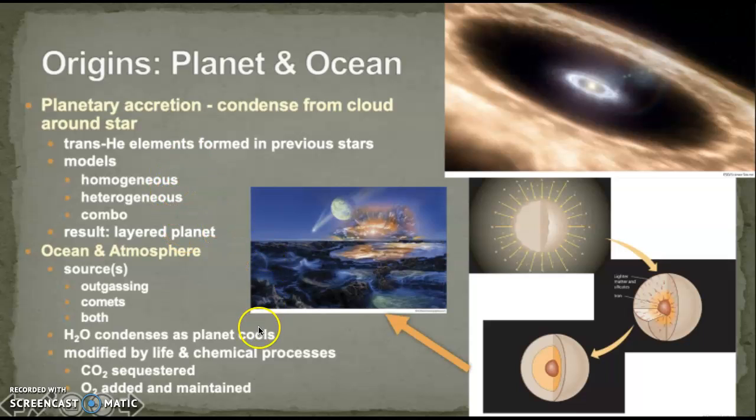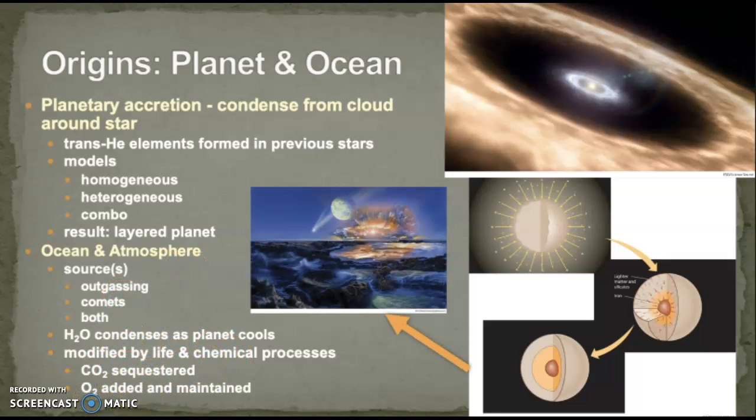So the source of the ocean, under the homogeneous model, is primarily outgassing from the planet's interior as it separates. Under the heterogeneous model, it's primarily from comets crashing in. And what's more likely is it's probably a little bit of both. One of these may be more important than the other, but we see pretty good evidence that both of these are occurring, that we, at least initially, added quite a bit of ocean material from outgassing, but also quite a bit from comets as well.